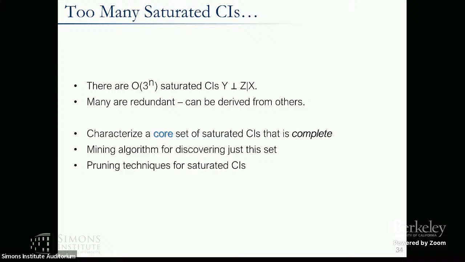So I will not describe the solution, but the main idea is that there's an exponential number of these saturated CIs. However, many of them are redundant, in the sense that many of these conditional independencies can be derived from others. So we don't need to mine all of those that can be derived from others. So in the paper, we characterize a core set of conditional independencies that is complete in the sense that any other conditional independence that holds in the distribution can be derived from them using the semi-graphoid axioms. And then we apply all kinds of pruning techniques based on these ideas and based on information theoretic inequalities.